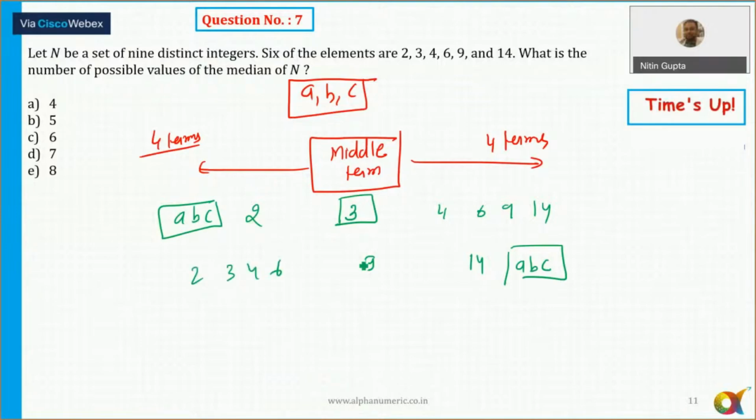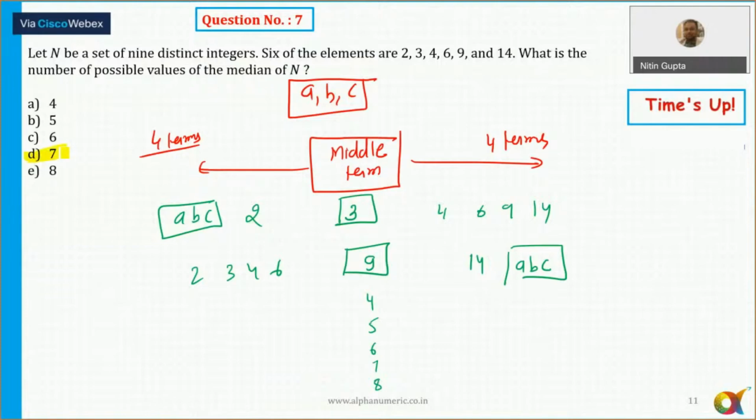So in that case, 9 is the middle term. And all the values between 3 and 9 can also be the middle term here. I'm just taking the extreme cases. So the possible median can be equal to 4 also, 5 also, 6 also, 7 as well as 8 also. So a total of how many medians are possible? 7 medians are possible, which is definitely option number D. Not C, the correct answer is option number D.